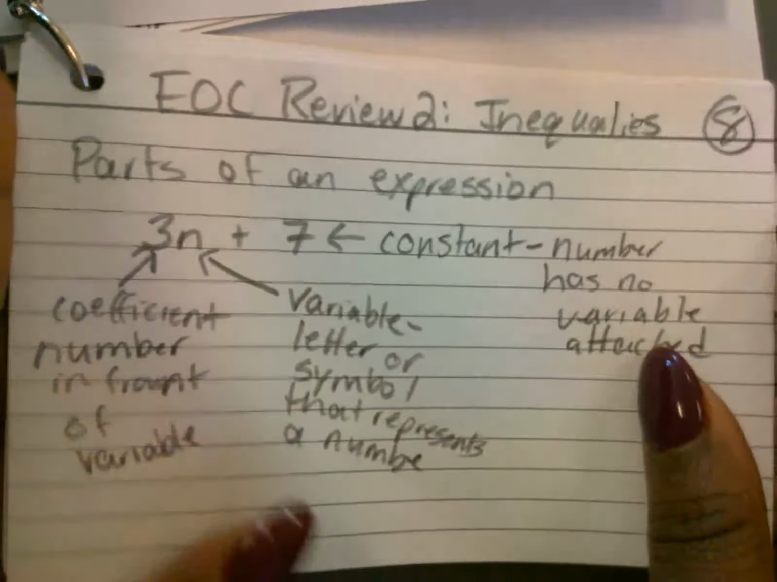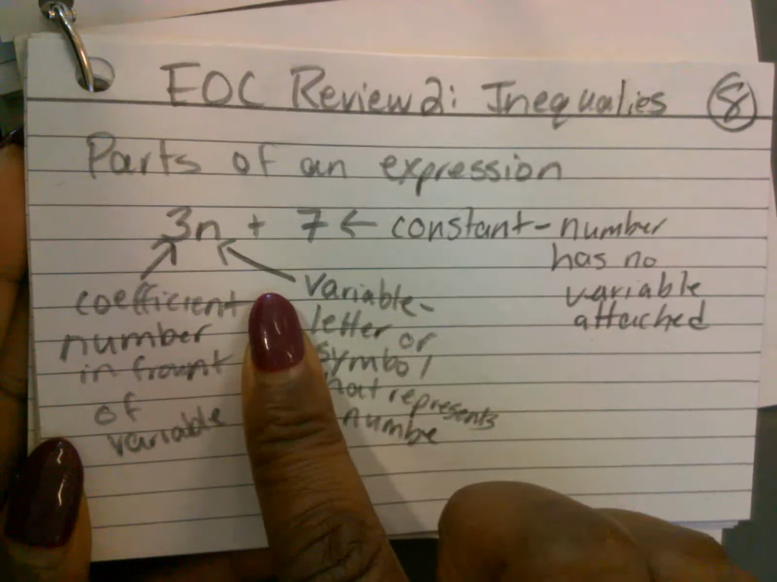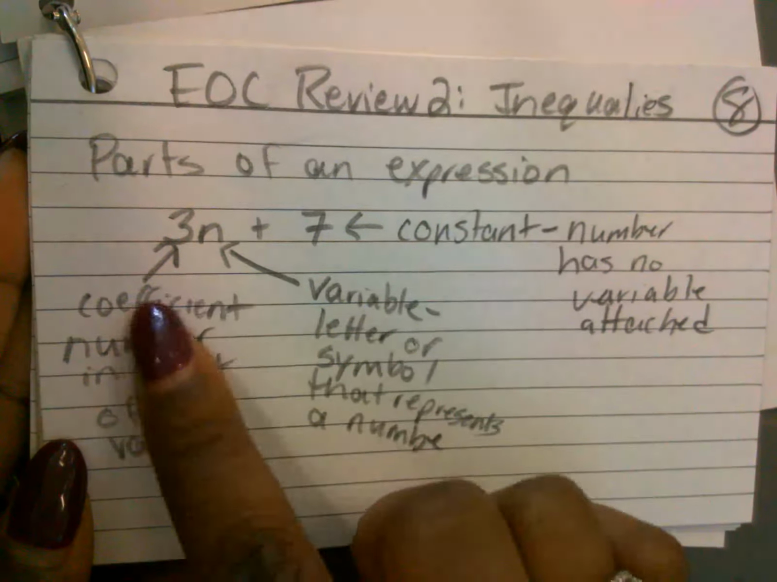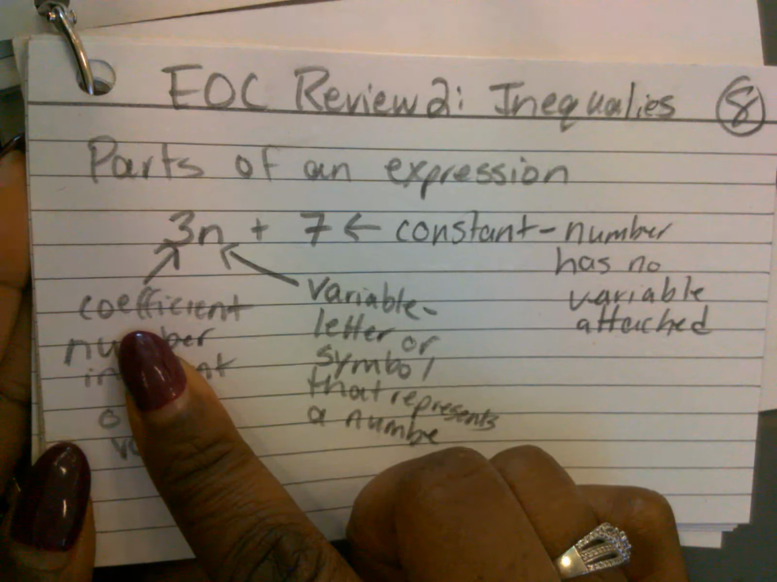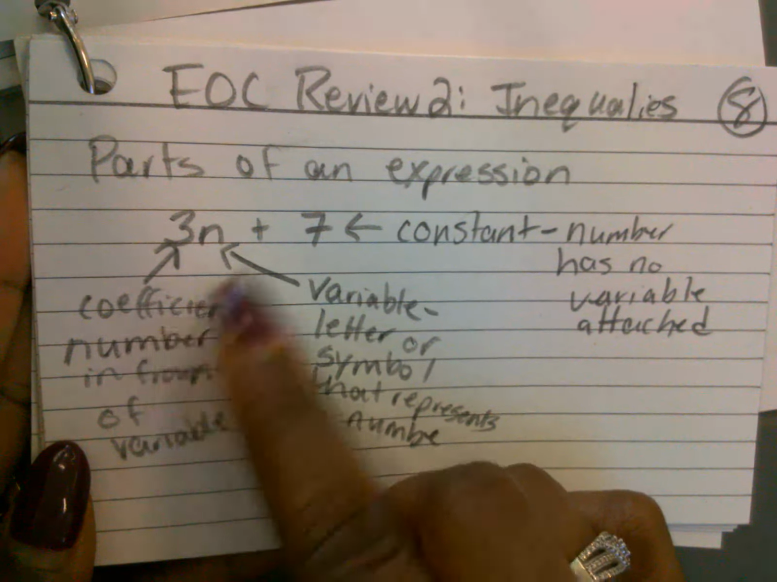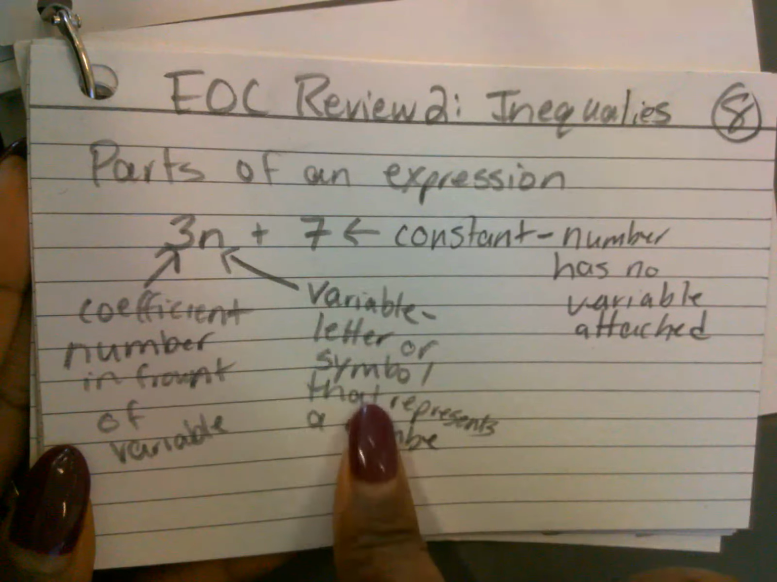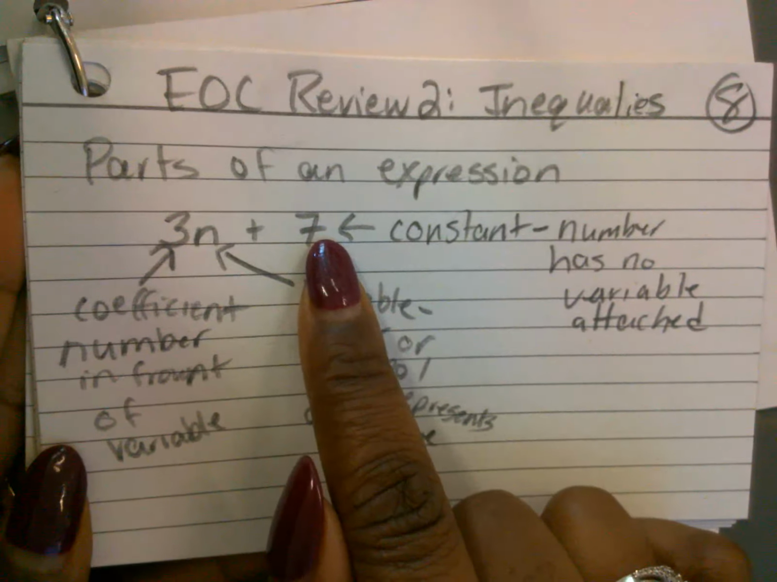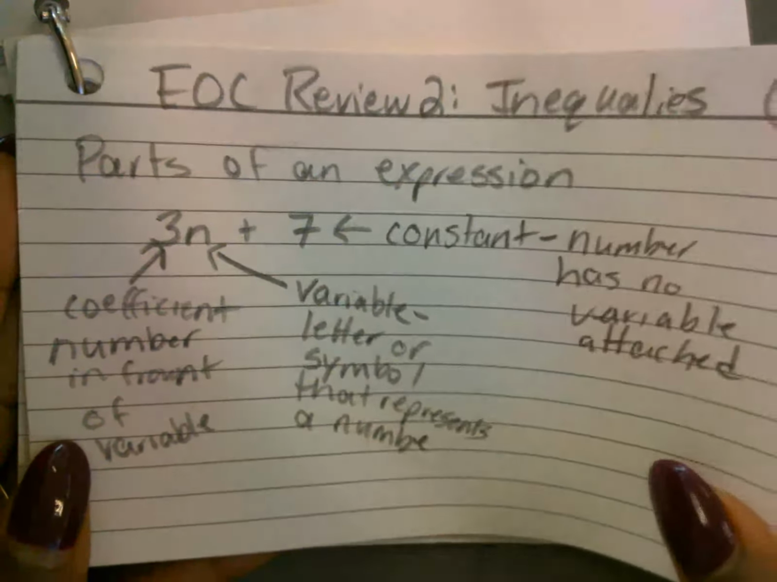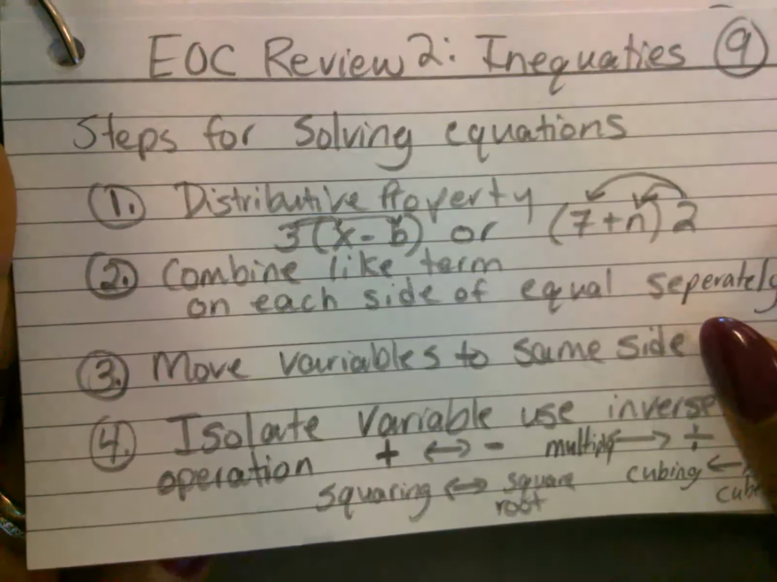Card number 8. Okay, if they ask you for the different parts of an expression, the number that's attached to the variable, the number in front of the variable, is called the coefficient. The letter or a symbol that represents a number is a variable. And a number that has no variable attached to it is a constant. Please go over your note cards. We wrote it for a reason.